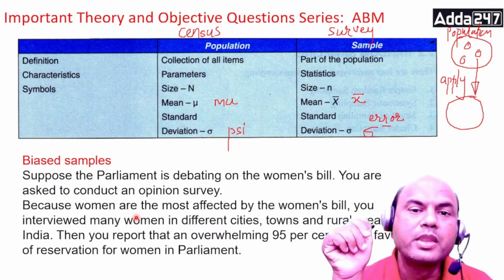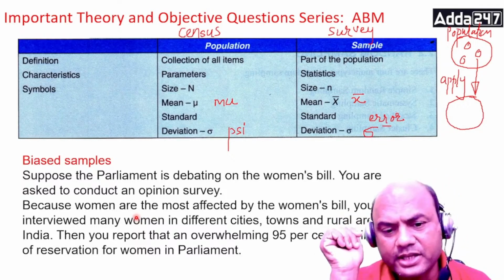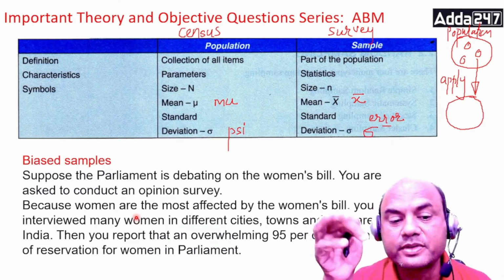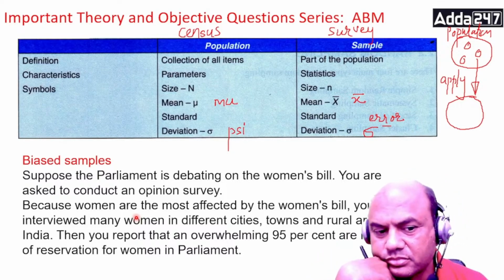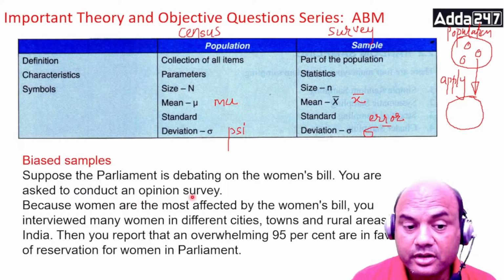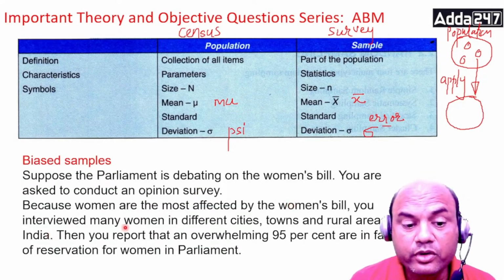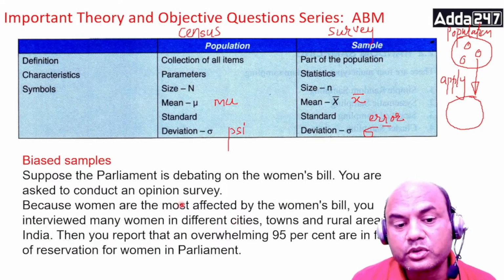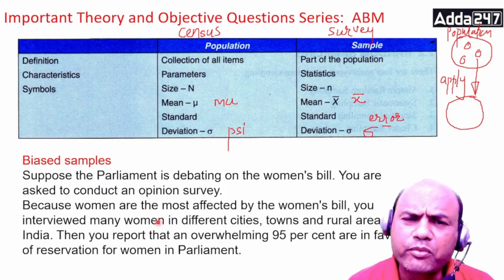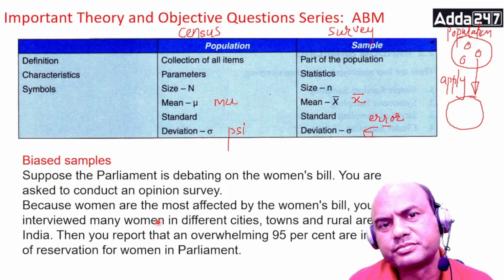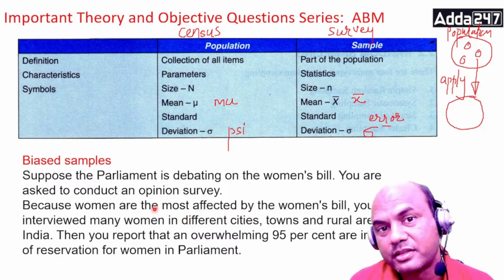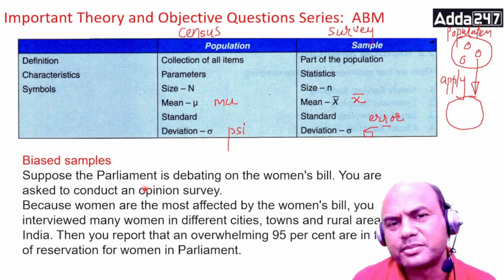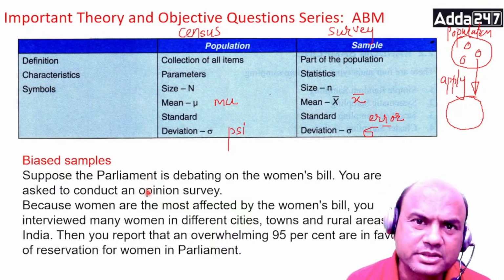See here, you are debating the women's reservation bill, let's say, right? And you are asking only women. Look at this. You have interviewed many women in different cities. So you are asking only women, so obviously all of them will be in favor. Isn't it a biased sample then? This is just one example. I'll give you various other examples.